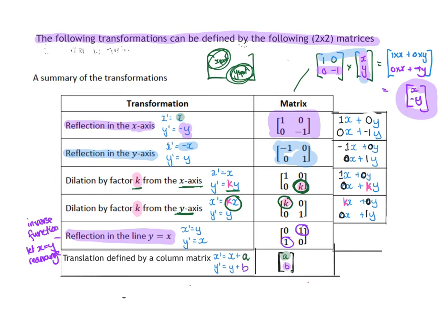All right? Now, this last one is a column matrix here. That's when you want to move it left or right. So we might say you want to go, say, the new one, we translate the graph 3 units in the positive direction.